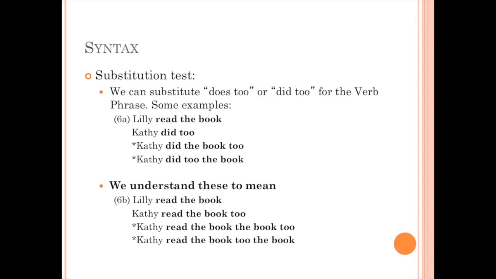The "did" in "Kathy did too" replaces the entire verb phrase and means "Kathy read the book too." The two incorrect sentences would read "Kathy read the book too" or "Kathy read the book to the book." We know that the third and fourth sentences are incorrect because of our intuition, regardless of whether or not we could explain it. But this substitution test will allow you to use your own grammatical intuitions to identify the complete verb phrases.